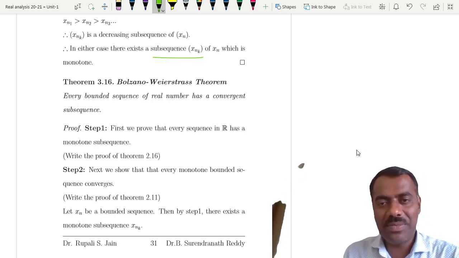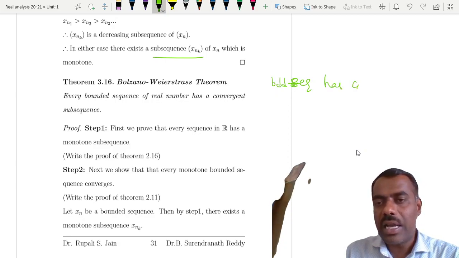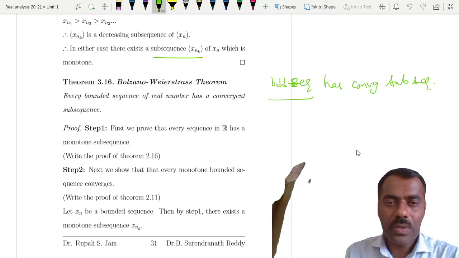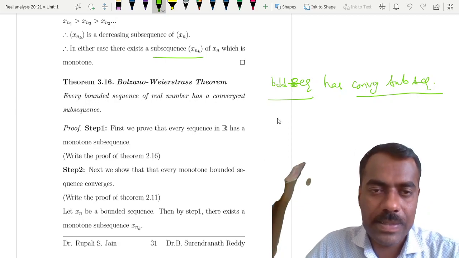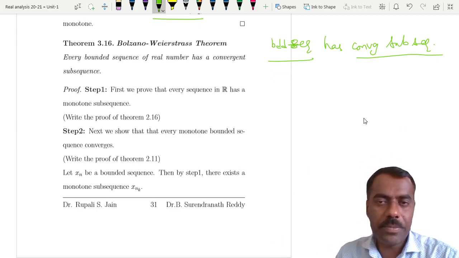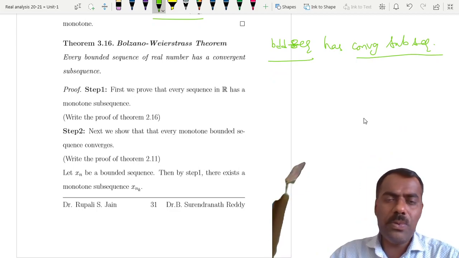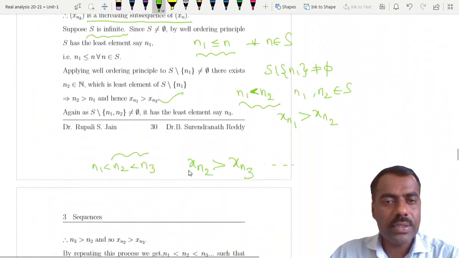What the Bolzano-Weierstrass theorem says is that every bounded sequence has a convergent subsequence. We already saw that a bounded sequence may not be convergent, but we are proving now that every bounded sequence has a convergent subsequence. This is one version of the Bolzano-Weierstrass theorem. The other version we'll see in later classes. Okay, fine. But this we already proved by using this. If you combine this result and the previous result, we have already done it.